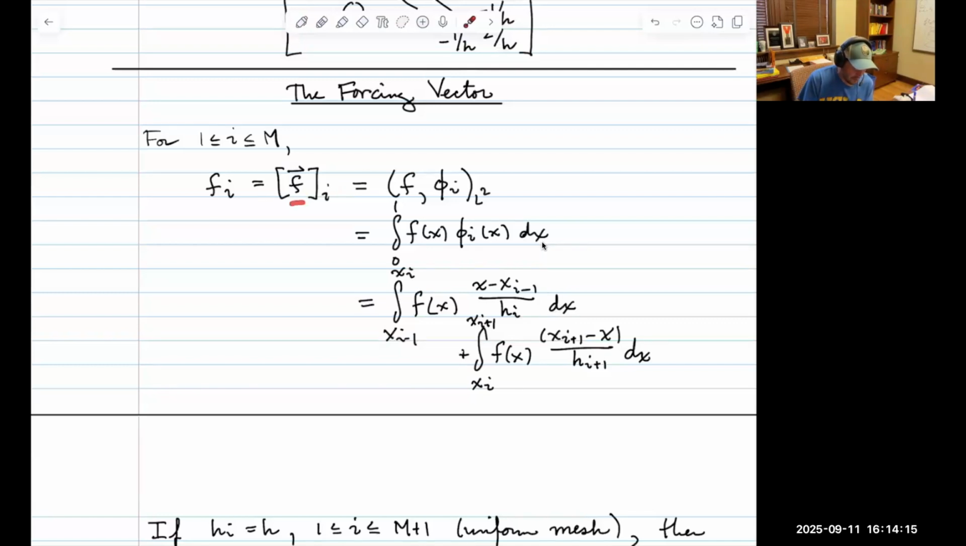Okay, so that's using the same symbol, but we just put a subscript i. So this means extract the ith coordinate from the vector inside the box. By definition, we said that that ith coordinate was equal to the integral of f against phi i, the ith basis function. So this is just the L2 inner product, or the integral.